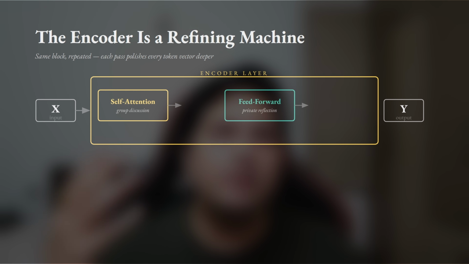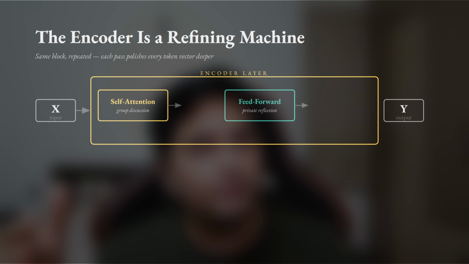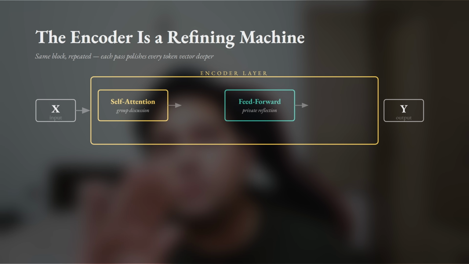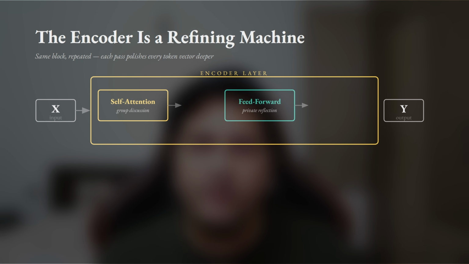The label says private reflection, which is again precise. The feed forward network processes each token completely independently of every other token. What happens in group discussion shaped each token's representation, and now each token digests that new information entirely on its own.